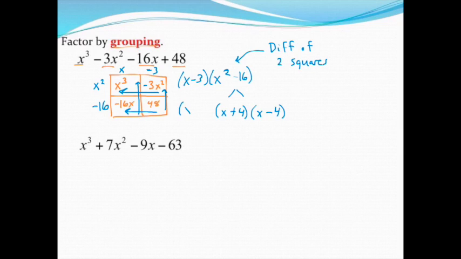Don't forget to bring down that first parenthesis, that x minus 3. So now this has been factored all the way. I have 3 sets of parentheses. Remember, an easy way to check these problems is to check by graphing. Graph your answer on your calculator as y1, and graph your original problem as y2, and as long as you see the same graph, one and only one graph, you know you factored correctly.